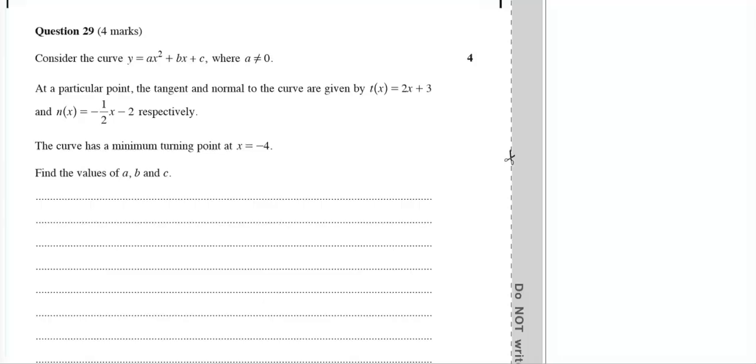Question 29. Consider the curve y equals ax squared plus bx plus c, where a is not 0. At a particular point, the tangent and normal to the curve are given by t of x equals 2x plus 3 and n of x equals minus a half x minus 2 respectively. The curve has a minimum turning point at x equals minus 4. Find the values of a, b and c. Pause here to try yourself.